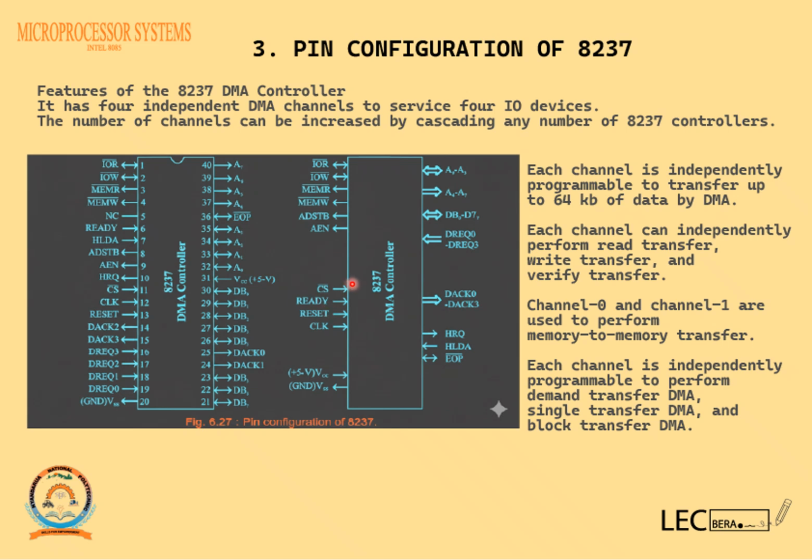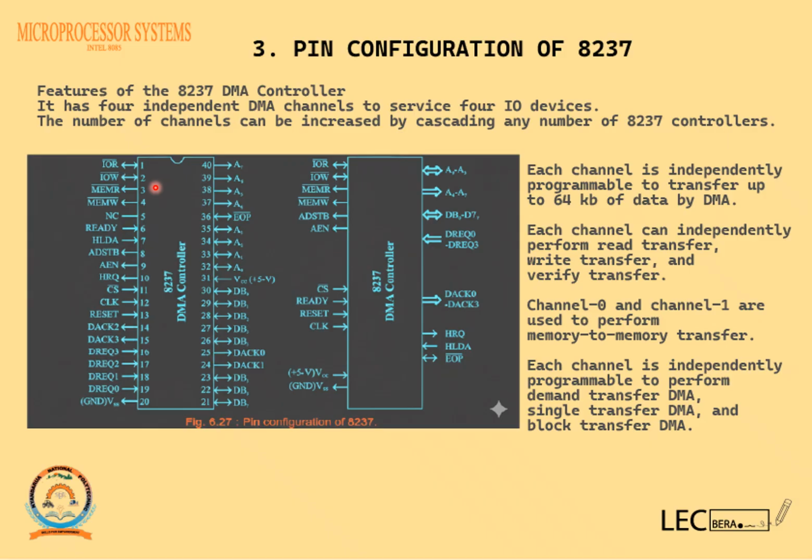This is an IC which was developed by Intel to support the process of exchanging data between the memory and input-output devices without involving what? The microprocessor. So it means that this IC is also powerful. It contains 40 pins, so we have pin number 1 to pin number 40.